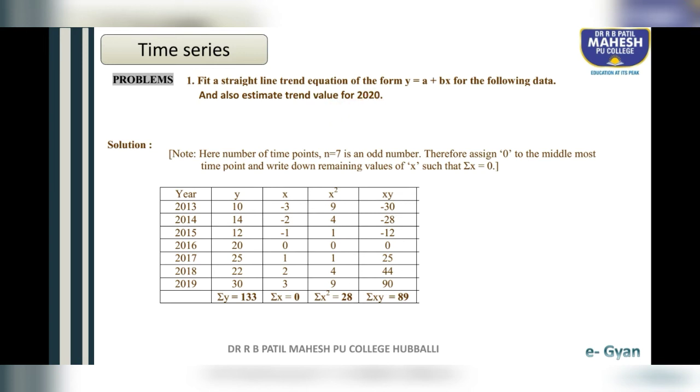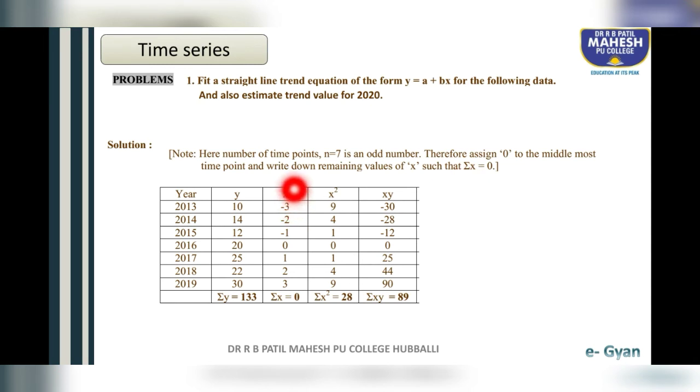Students, as you know, before solving the question, first you count the number of values. So how many values are there here? 1, 2, 3, 4, 5, 6, 7. So here the number of time points n is equal to 7, and 7 is an odd number. Therefore, if n is an odd number, assign 0 to the middlemost time point and write down the remaining values of x such that summation x is always 0.